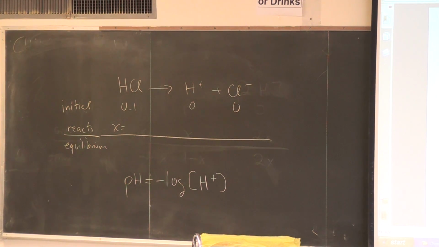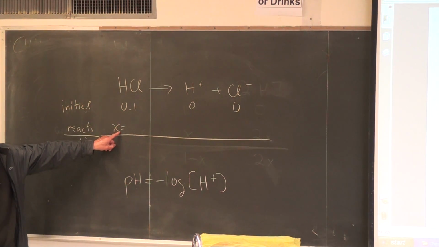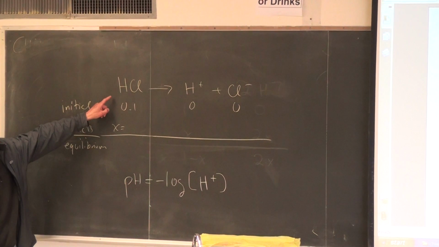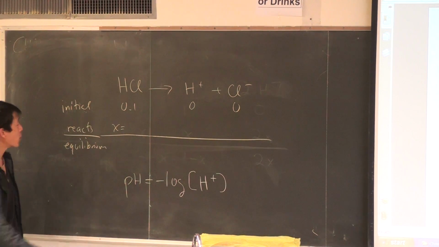Yeah, X is going to be 0.1. And we know that X, the amount of HCl that reacts, is 0.1 because we know all of the HCl is going to react, because HCl is a strong acid. As a strong acid, this dissociates completely into its ions.